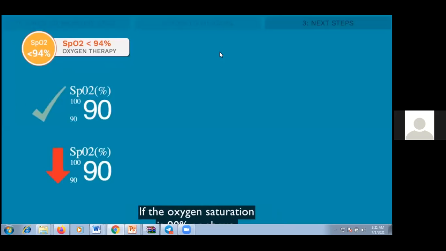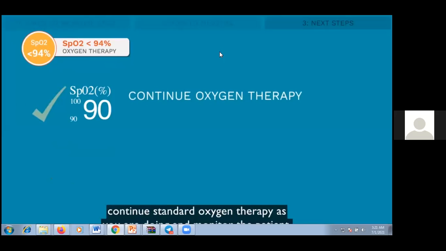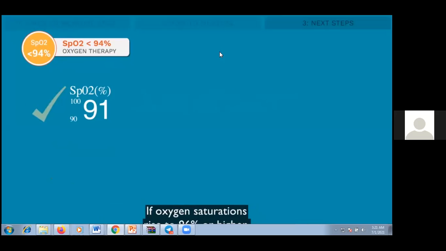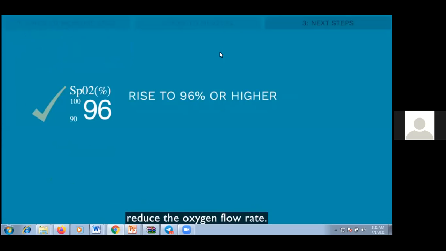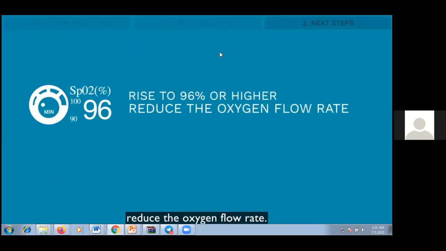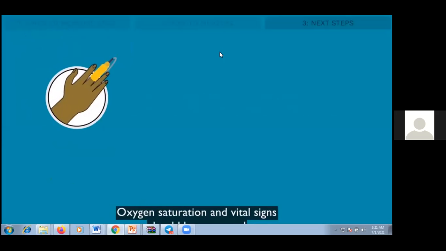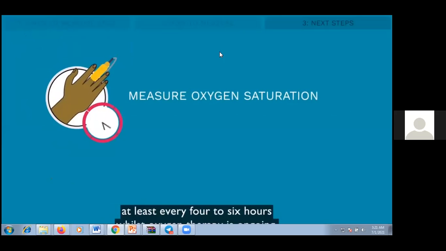If the oxygen saturation is 90% or above, continue standard oxygen therapy as you are doing and monitor the patient. If oxygen saturations rise to 96% or higher, reduce the oxygen flow rate. Oxygen saturation and vital signs should be measured at least every 4 to 6 hours while oxygen therapy is ongoing.